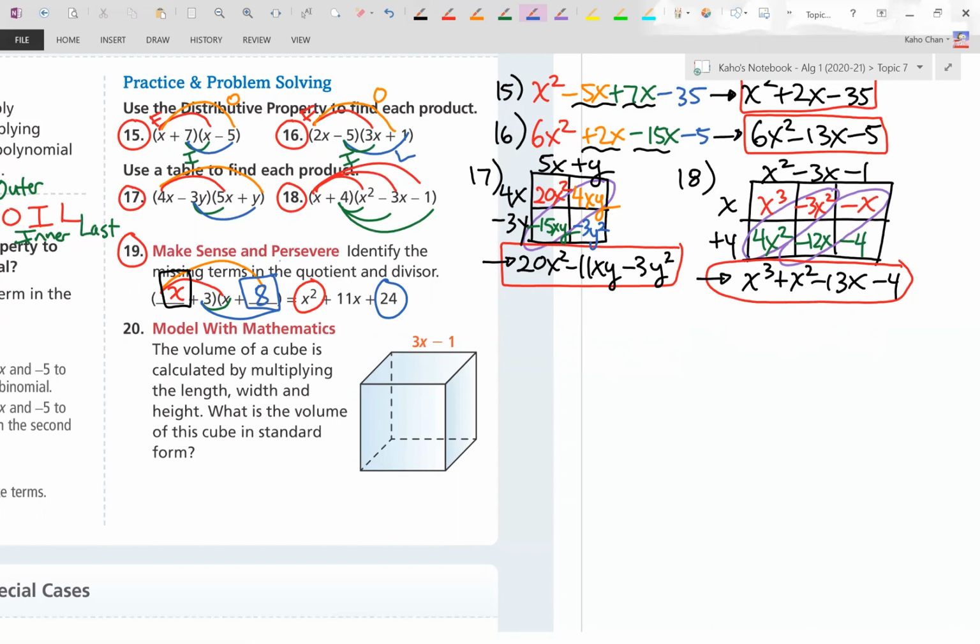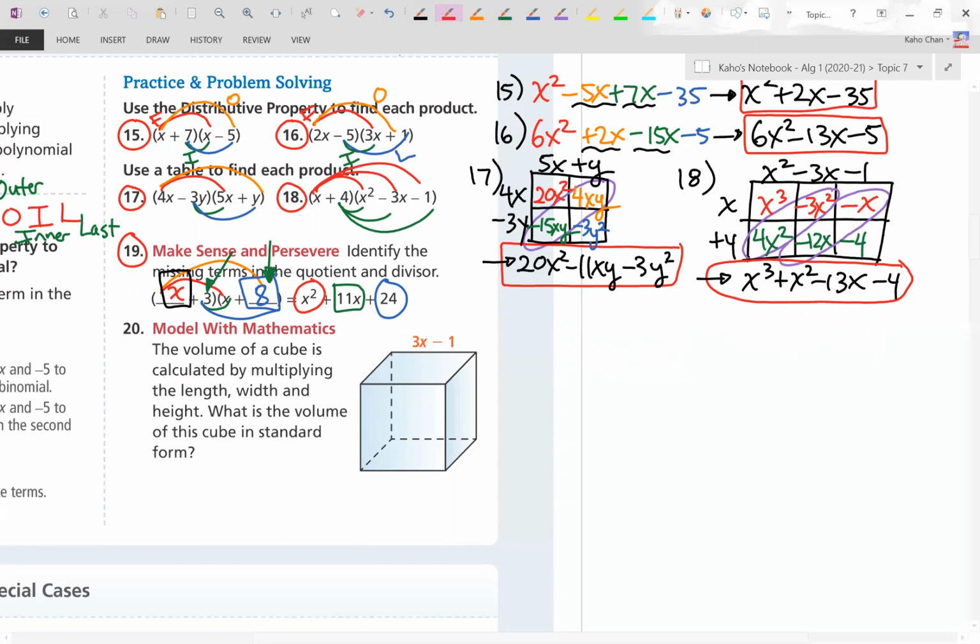Now, just to make a quick check here, did you guys notice that the outer and the inner terms keep adding up to the middle term, 11? Does 3 plus 8 equal to 11? The answer is yes. So start thinking about that kind of a mental math there.